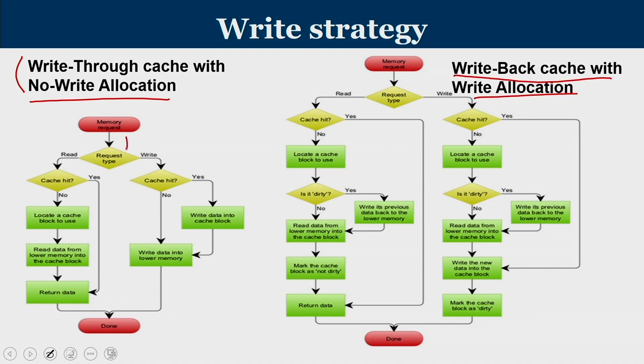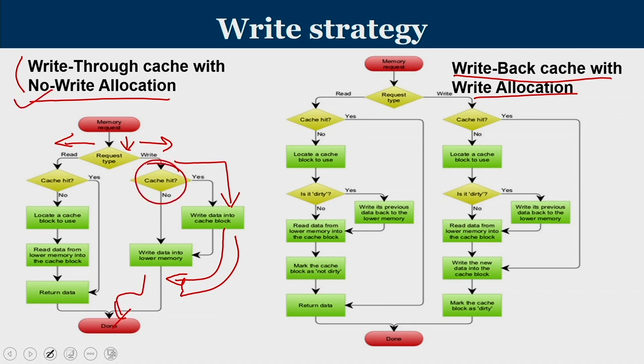So, when a request comes, first you check whether it is a read operation or a write operation. If it is a write and a cache hit, yes, then write the data into the corresponding cache block and write the data into the main memory. Why is it so? Because it is a write through cache, and then it is finished. Since it is no write allocation, if it is a cache miss, then you write directly in the main memory.